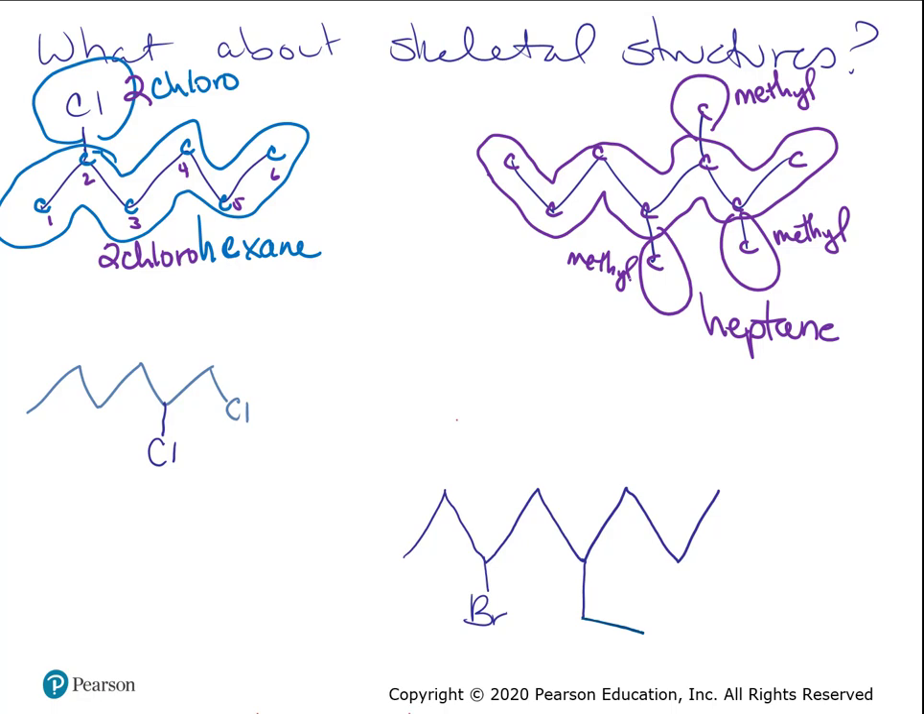So now I got a number. Do I number from the left or the right? From the right. Because this is carbon 1, carbon 2, carbon 3, carbon 4, 5, 6, and 7. So that means that my methyls are on carbons 2, 3, and 4.